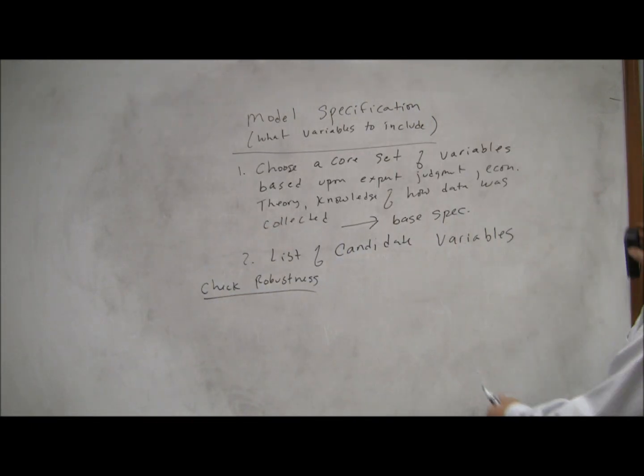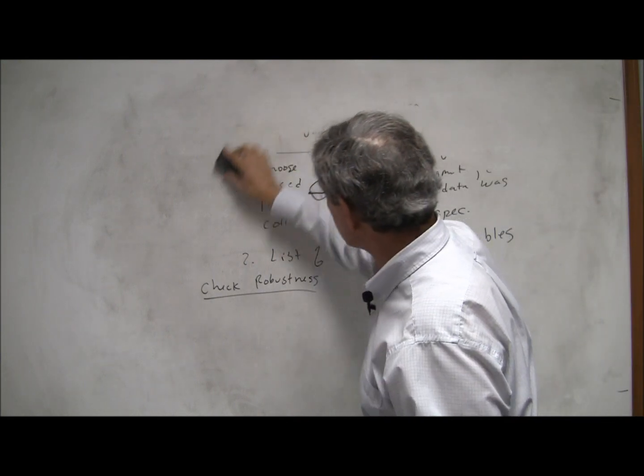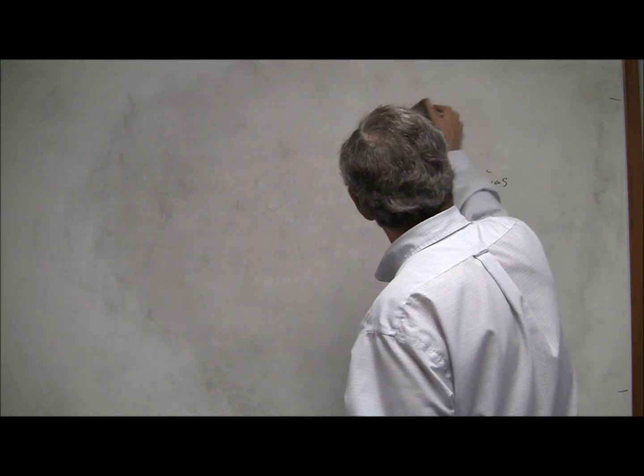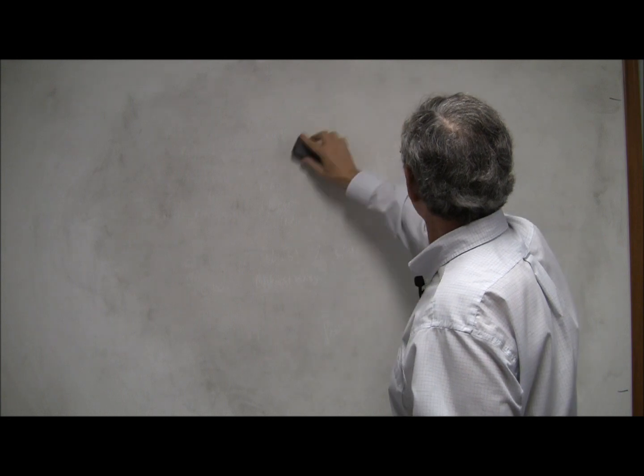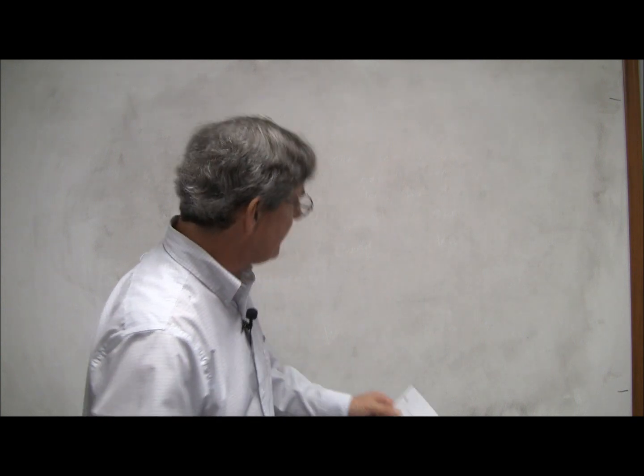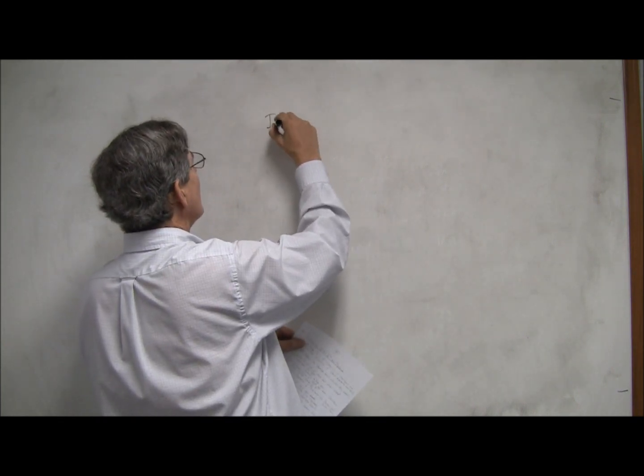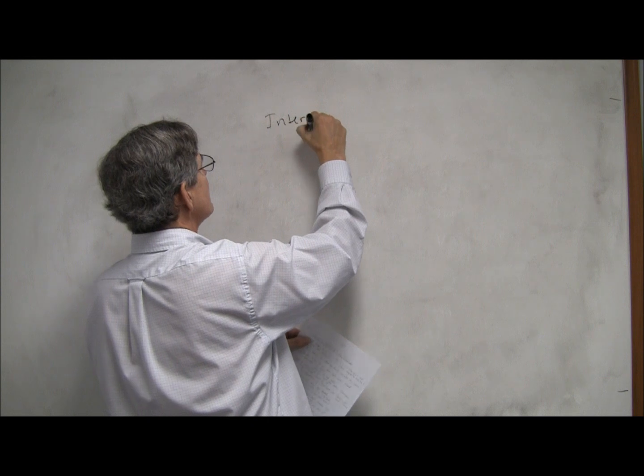And so we'll come back to this specification issue in Chapter 9. But for now, the idea is you do this base set of variables, things you're sure are in the model, you put in your other candidate variables, and you try a bunch of specifications, and you see how much variation there is among them.